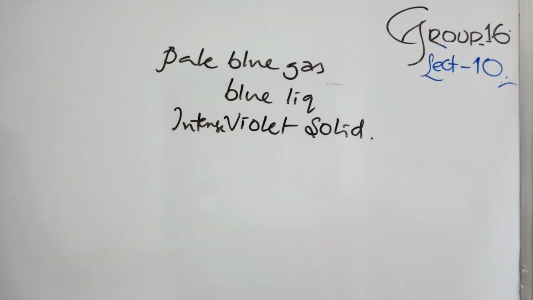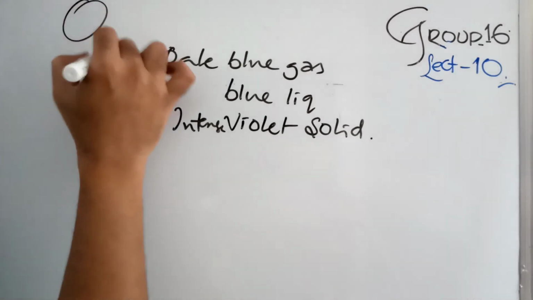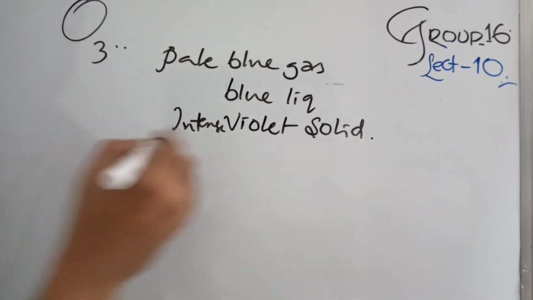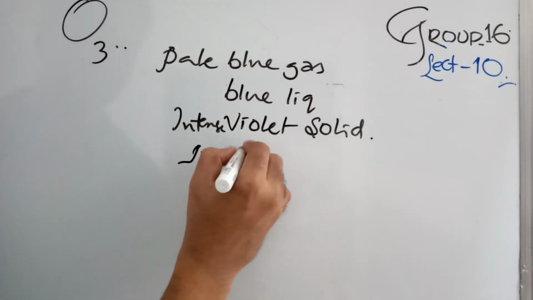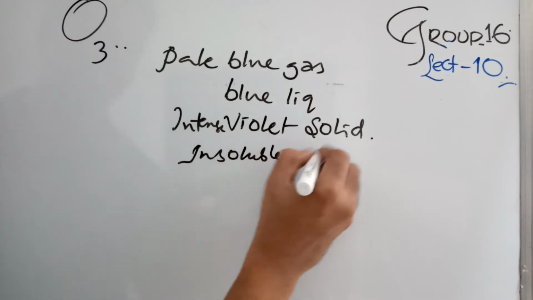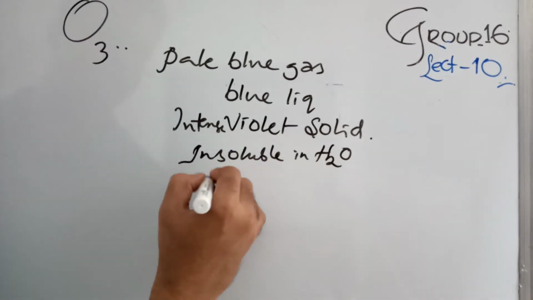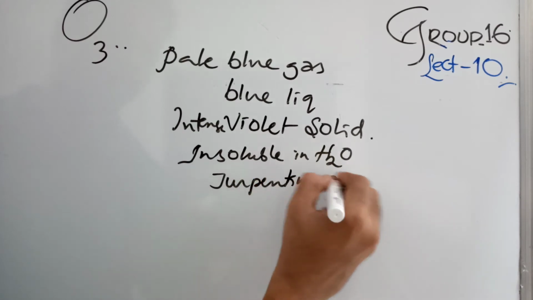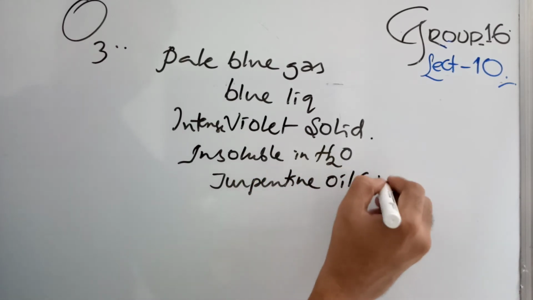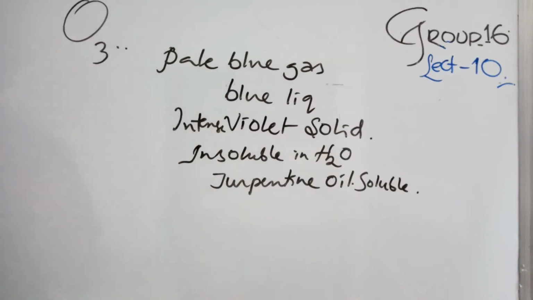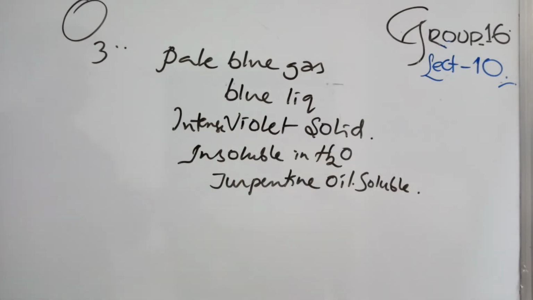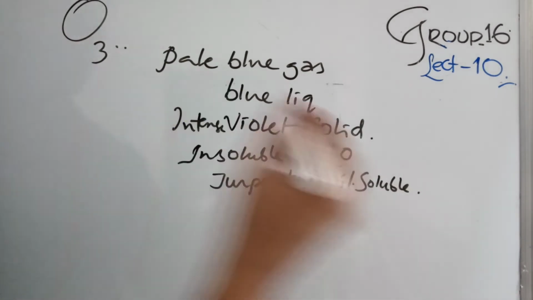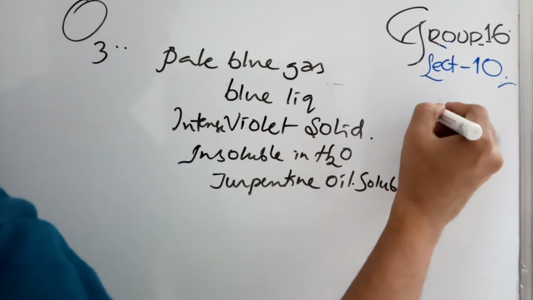About ozone, we are saying ozone properties. We are saying insoluble in water, but soluble in turpentine oil. Regular physical properties, nothing is important and nothing is askable.